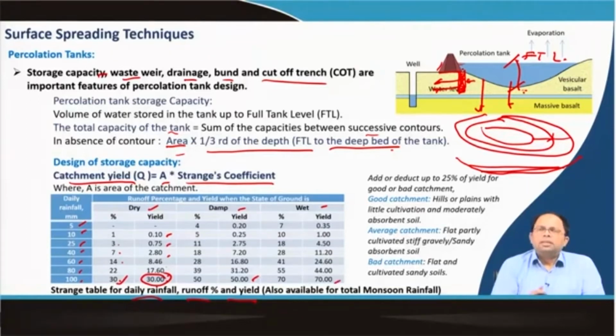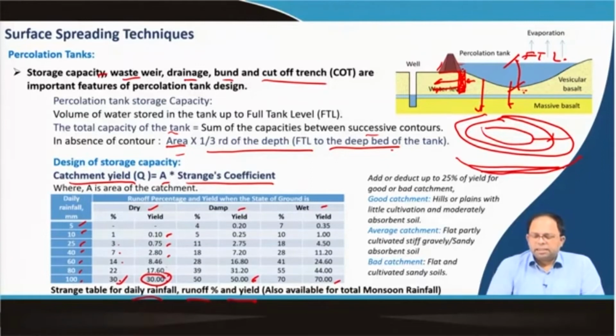So, why? Because of the antecedent moisture conditions, if you remember from your SCS CN lecture, if there is already a lot of moisture in the ground, then definitely the runoff increases. So, that is what is happening over here.